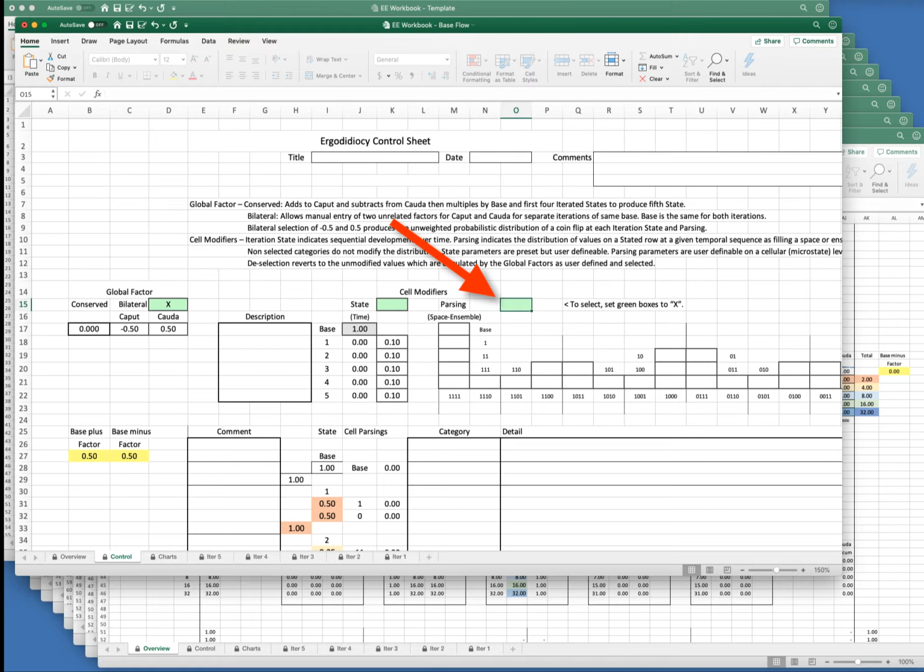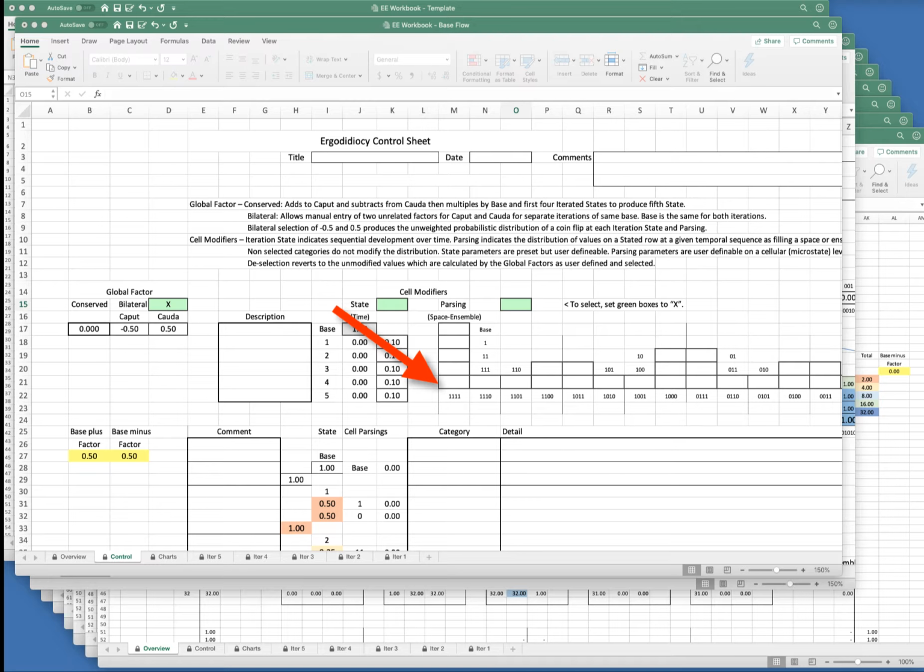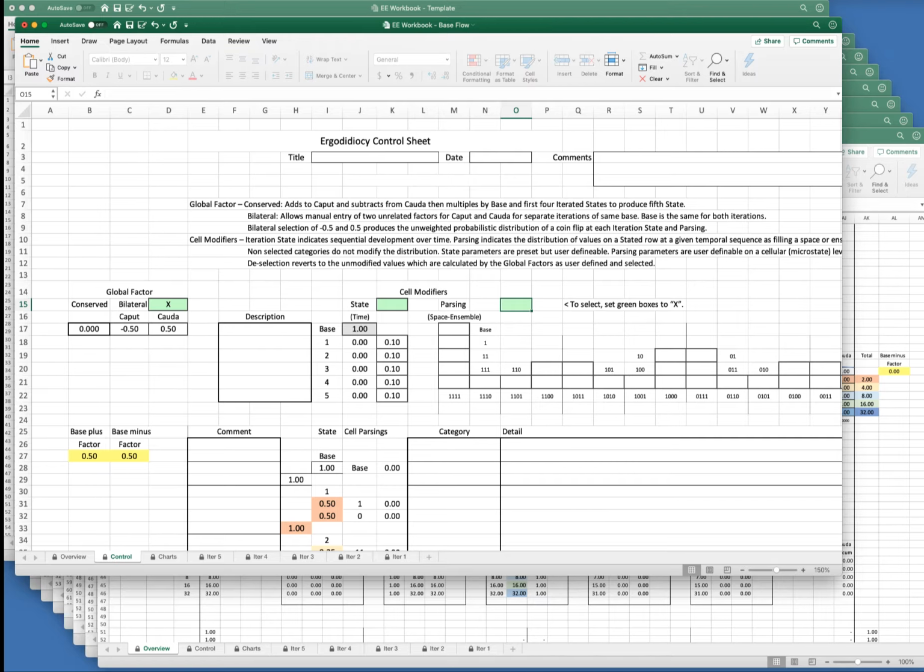The parsing modifier, if selected, allows single microstate entry of chosen elements down to the level of the 4th state. It is conservative in that whatever figure is entered will be added to the caput side and subtracted from the cauda, unless a negative is entered on the modifier, in which case it will reverse the skewing. Descriptions of the base and state entries are user-defined, along with comment, category, and detail if desired for analysis.